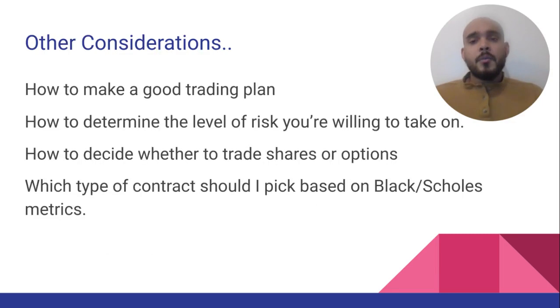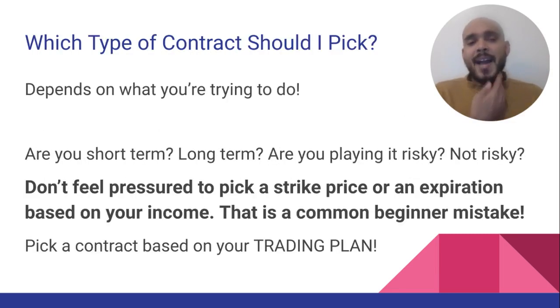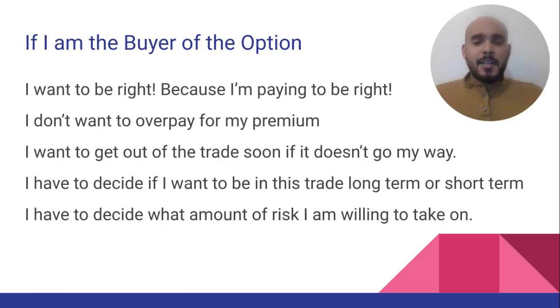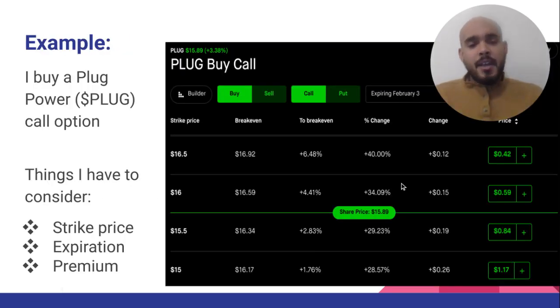Okay. What do I recommend? I buy a lot of contracts close to the money. So in the money or at the money or slightly out of the money. I want strike prices. If it's $15.89, I want something around $16, $16.50, $15.50, or $15.